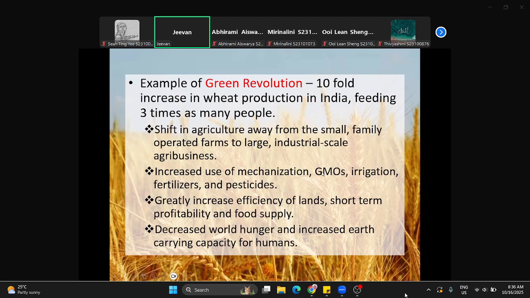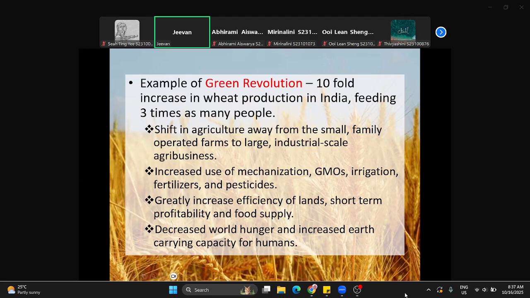Other than that, we improvised the irrigation, the method of watering the plants, through technology as well. And there were many new and more improvised fertilizers being produced during the Green Revolution. And the use of pesticides was also optimized by reducing its toxicity, looking more into the environmental problems. So, like this, the Green Revolution has helped the farmers.